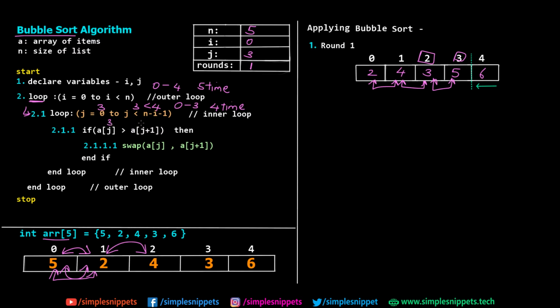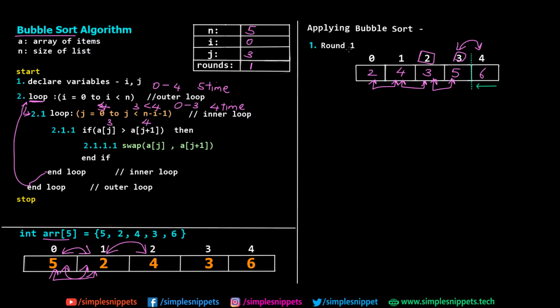Is a of 3 greater than a of 4? So we are comparing these two values. Is 5 greater than 6? No. So no swapping is required. Again end if, end loop, j becomes 4, and now the condition becomes false because 4 is not less than 4, right? So we come outside the inner loop, end loop, and we go at the start of the outer loop.